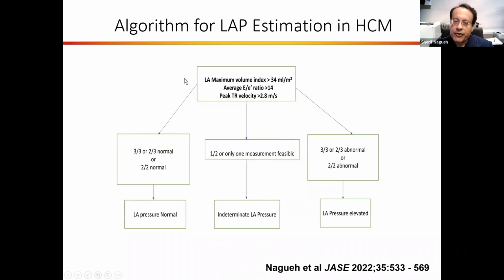Can you look at other variables in case you are in that middle box where only one variable is available, or two variables, and they are sort of contradictory to one another? Yes, a left atrial reservoir strain less than 18% would tip the balance towards the conclusion that left atrial pressure is elevated, albeit more data are needed, particularly in patients with hypertrophic cardiomyopathy.